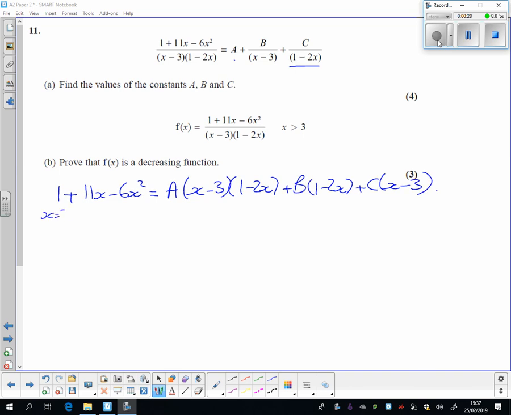We'll do x equals 3 first, shall we? When you put x equals 3 in there, you get minus 20 here, that's 0, and we're getting minus 5 b's there, so that makes b equal to 4.